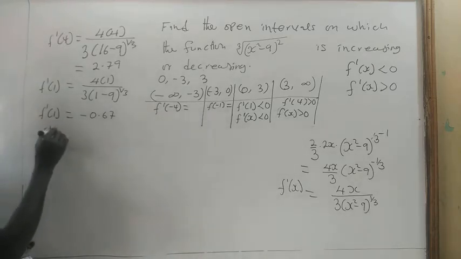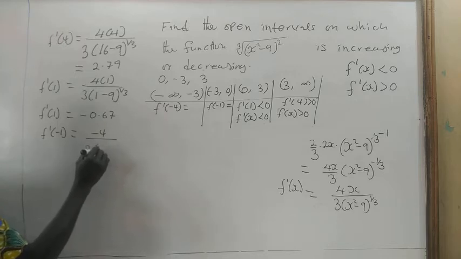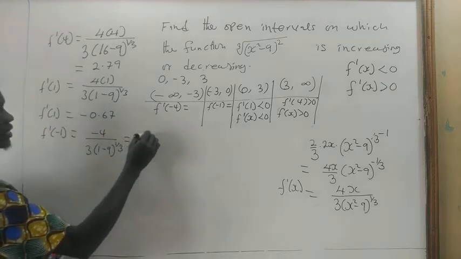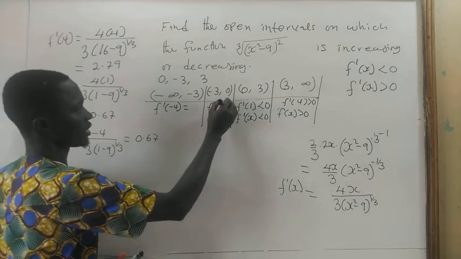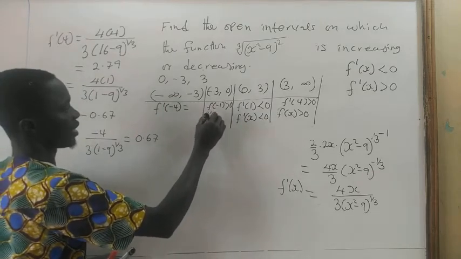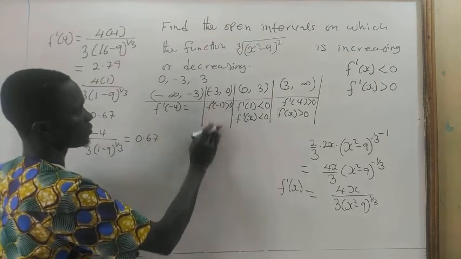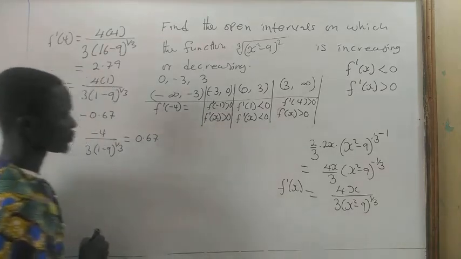Then we come here. If I take f prime of negative 1, I'll have 4 times negative 1 to be minus 4. Then 3 times 1, that is negative 1 squared is 1, minus 9 to the power 1 out of 3. That will give me positive 0.67. So here you see that if we test negative 1, we will get a value greater than 0, which means that on this interval, f prime of x is greater than 0.